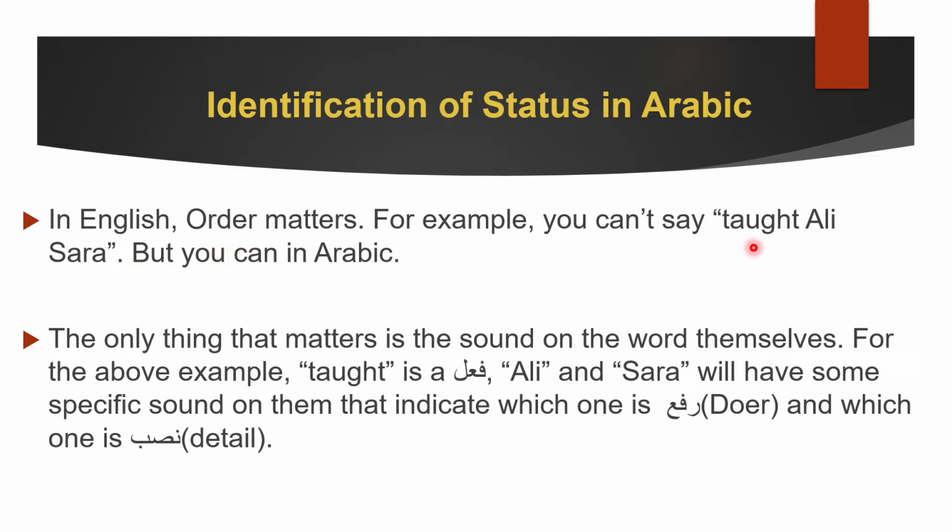So basically, if I say taught Ali Sarah, you don't know which is the doer. You can say Sarah is the doer, Sarah is teaching, or Ali is teaching. You don't know who is the doer, right? But in Arabic, if you say a sentence like this, you have to put specific sounds on the words, and those specific sounds will tell you exactly which one is Rafa and which one is the Nasb, which means which one is the doer who is doing the action, and the other one is obviously the detail.